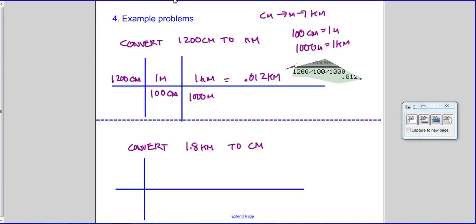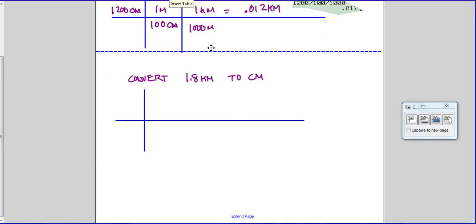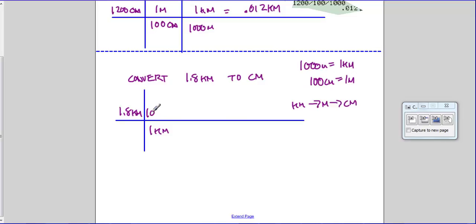Okay. And then convert 1.8 kilometers to centimeters. Okay, well I know that 1,000 meters is 1 kilometer, and I know that 100 centimeters is 1 meter. So here I'm going to go kilometers to meters to centimeters. So for every 1 kilometer, that's 1,000 meters.